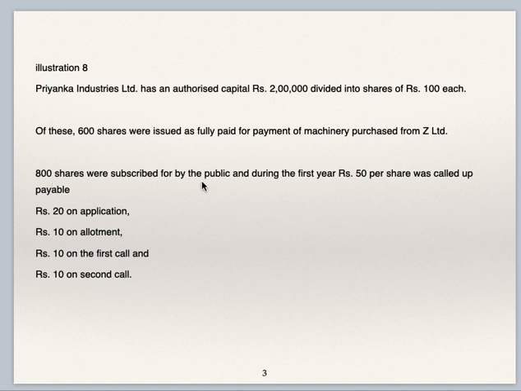800 shares were subscribed for by the public, and during the first year, Rs. 50 per share was called up, payable as 20 on application, 10 on allotment, 10 on first call, and 10 on second call. So out of 100, they have called just 50 rupees per share, which is payable in 4 installments: 20 on application, and on the remaining 3 installments, rupees 10 each.